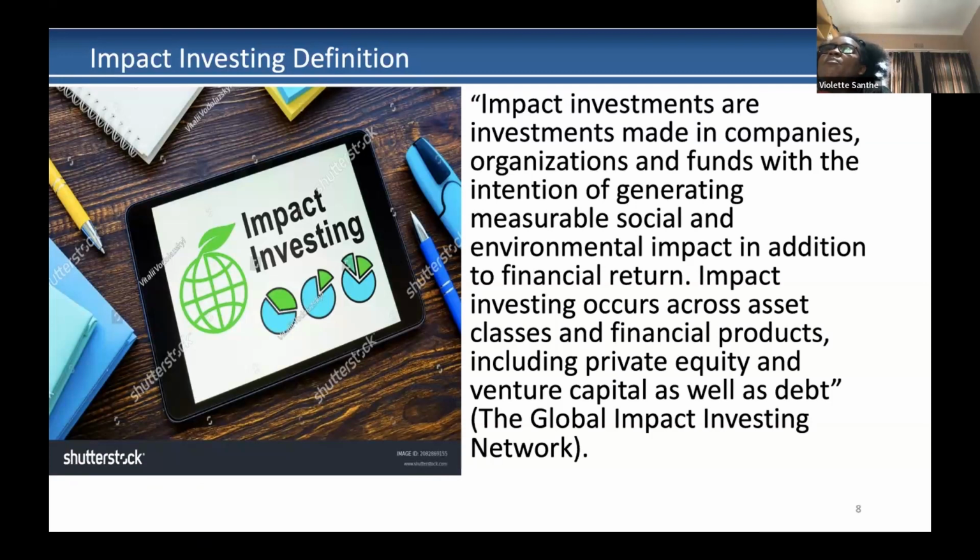So as you may be aware, most companies just look at financial returns. But when you're looking at impact investing, it goes further. It looks at the impact coming from social and environmental factors in addition to the financial return. Next slide, please.